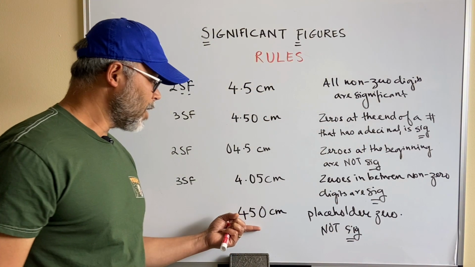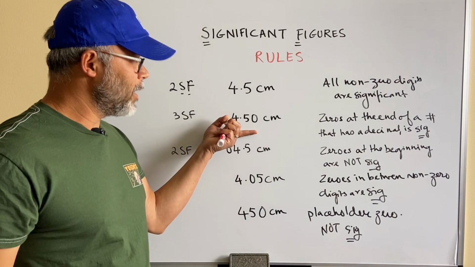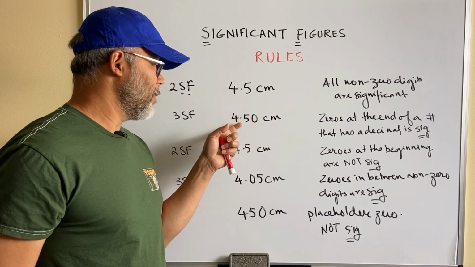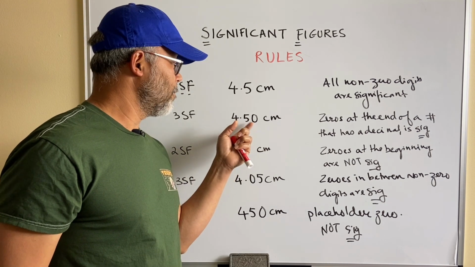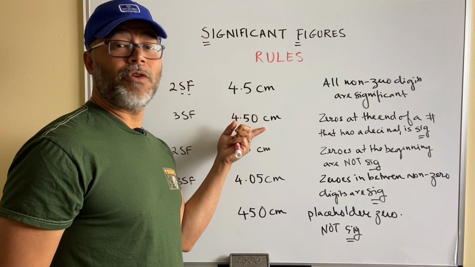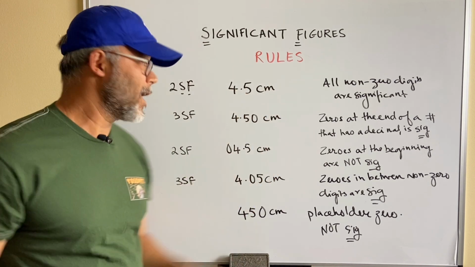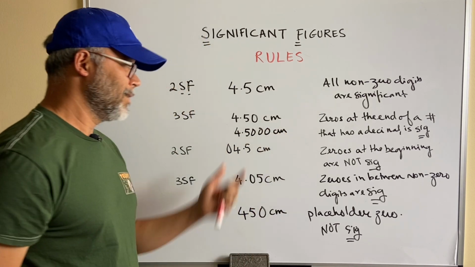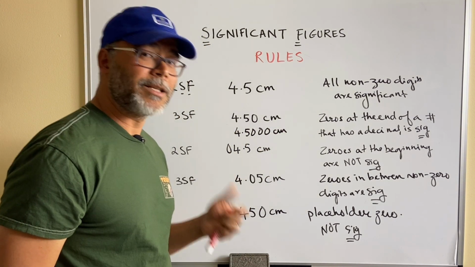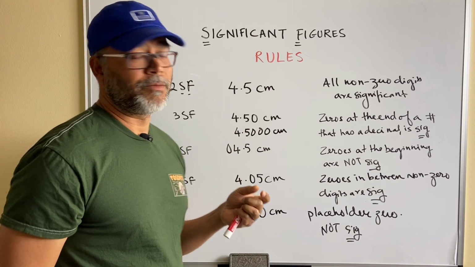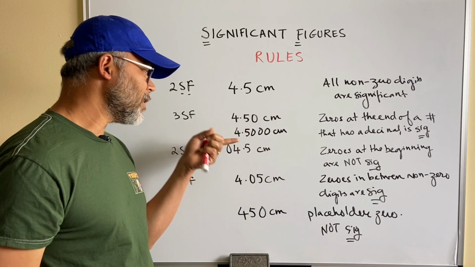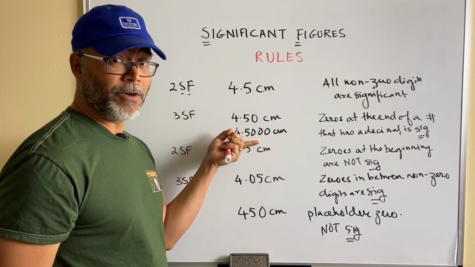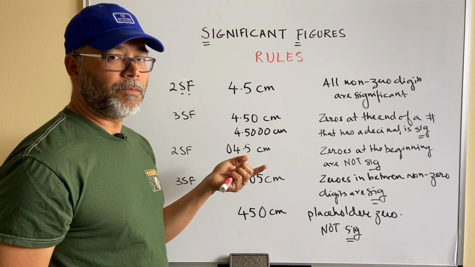Mind you, this is not the same situation as this. In this particular case, that 0 is not a placeholder 0 because there's a decimal in the number. And when there's a decimal in the number, you're actually making a point. So even if I added 3 zeros after this, it still doesn't change the size of the number. For example, 4.5000 centimeters and 4.5 are still identical in size. The difference is in the precision of the measurement. This one has more precision, this one has less precision. Therefore, the number of significant figures would be different, but the size of the number wouldn't be.